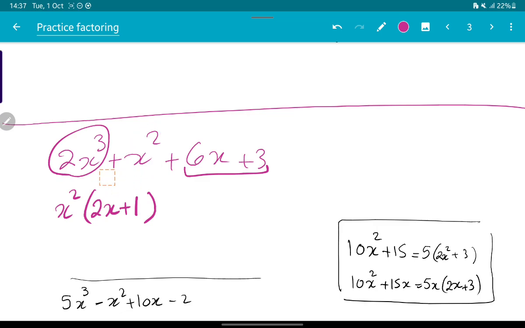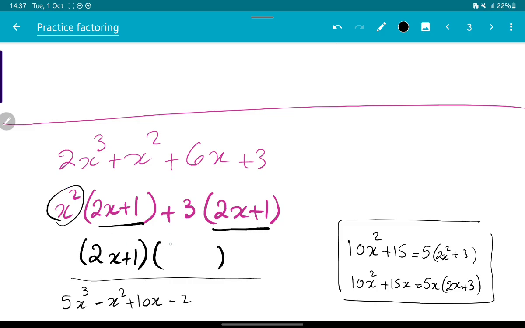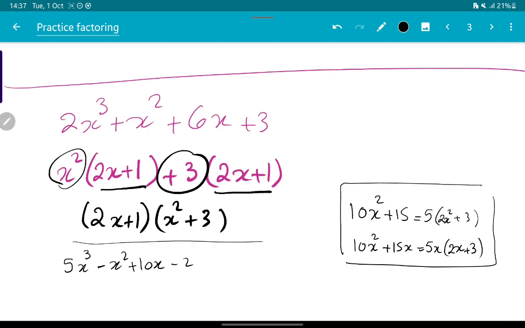The idea of factoring by taking the highest common factor is the opposite of expanding. If you want to expand this, it will be this answer. Then in 6 and 3 we can divide both by 3. This will leave us 2x plus 1. Can you see a common bracket? We can put this bracket, and in another bracket we can take the x squared and the positive 3 in a different bracket, the common factors that we did in the beginning.